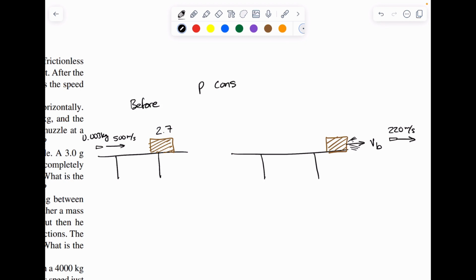Is P conserved? The answer is yes. Why? Well, the only force that could act on either of these objects, other than gravity, which happens in such a small amount of time that the impulse provided really isn't going to change the system.